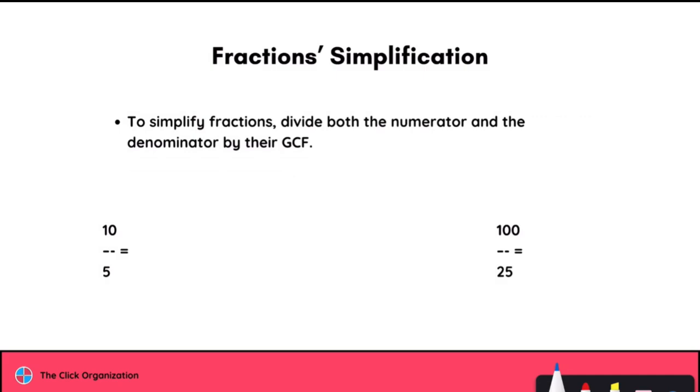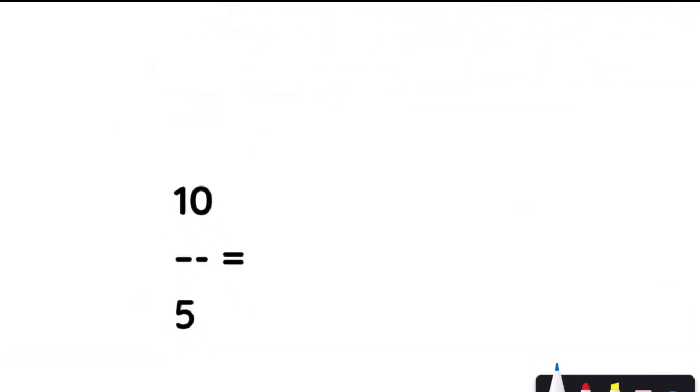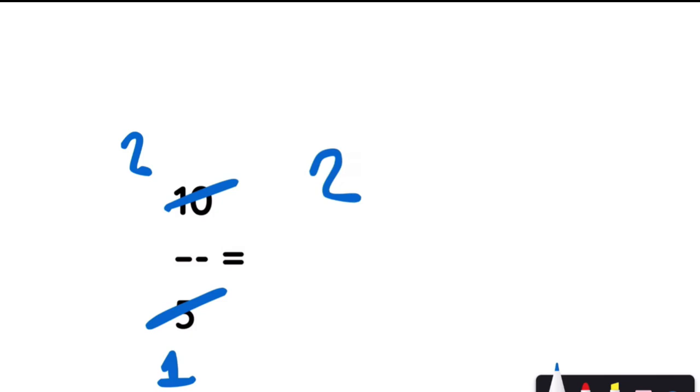Okay. This one, fraction simplification. This one's very simple. To simplify fractions, divide both the numerator and the denominator by their GCF. The GCF of 10 and 5, let's take a look at this one. Their GCF is 5, okay? So I divide each one of them by 5. 10 divided by 5 equals 2. 5 divided by 5 equals 1. 2 over 1. And this is simplification.